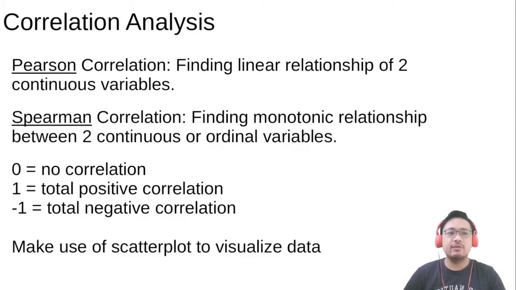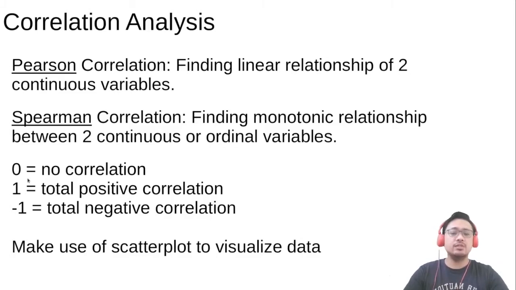There are two main types of correlation analysis, but in this video, I will be just focusing on the Pearson correlation. Pearson correlation is a statistical analysis tool to find relationship of two continuous variables. On the other hand, Spearman correlation helps you find monotonic relationship between two continuous or ordinal variables. Ordinal means your data has an order. It does not allow a data to occur between fixed data points.